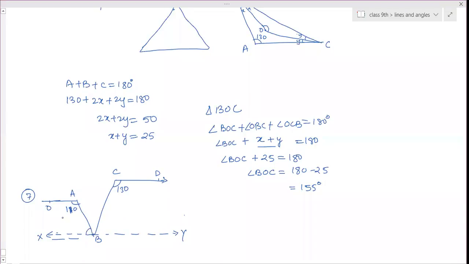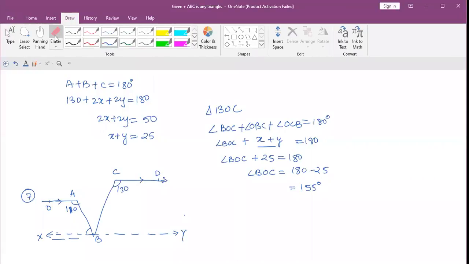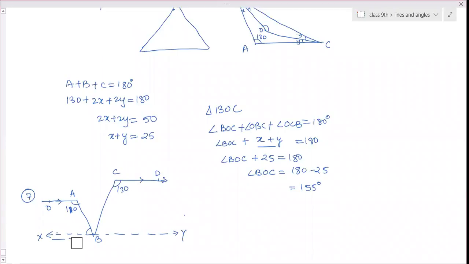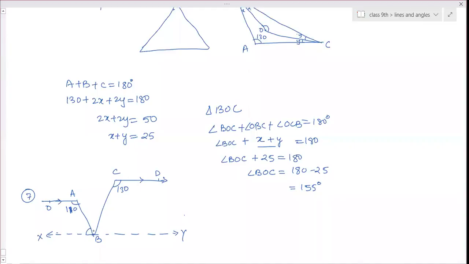You told XY is parallel. Is it given? You only told we have to draw XY through B. Where did you tell it is parallel? No, it's parallel, ma'am. It should be parallel. So you have to mention that in construction. Okay, ma'am. So this angle will be 70 degree.